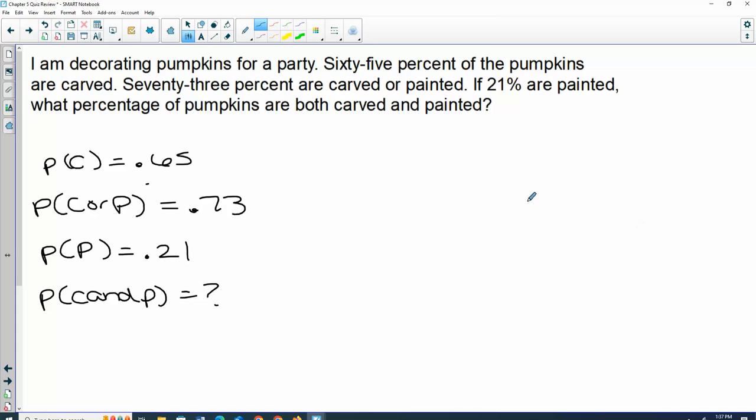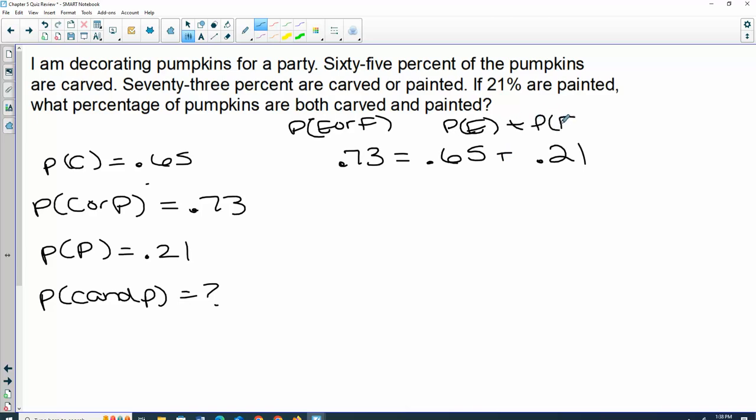What would we do? Oh. Yeah. 0.65 plus 0.21 minus 0.7. Right? Well, in a roundabout way. 0.73 equals 0.65 plus 0.21 minus. But yes, you're going to do that to get there. So it's this formula. Probability of B or F is probability of B plus probability of F minus probability of both. So then you could solve this.